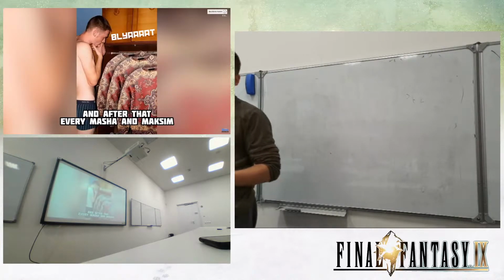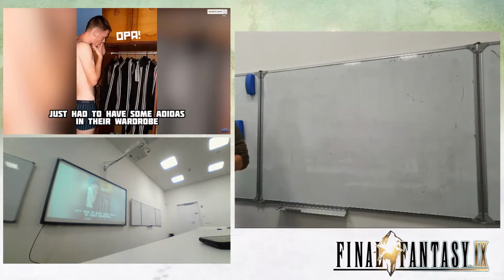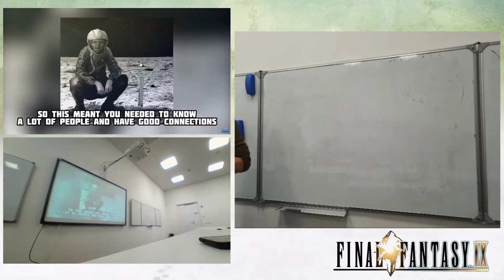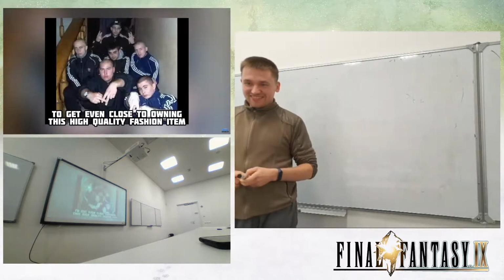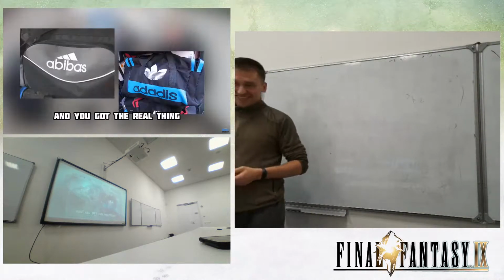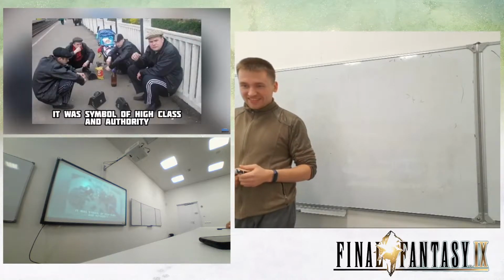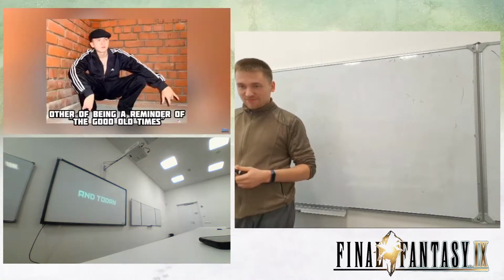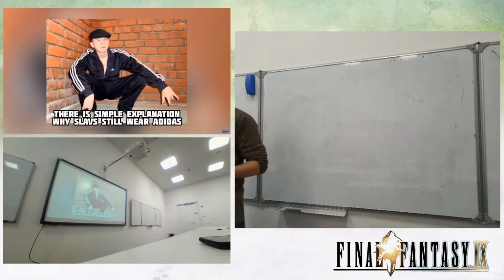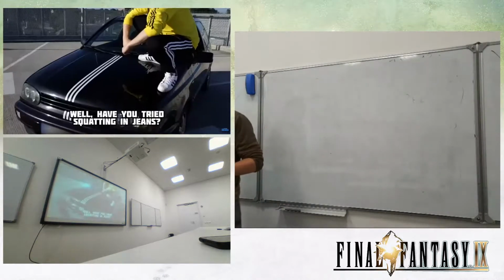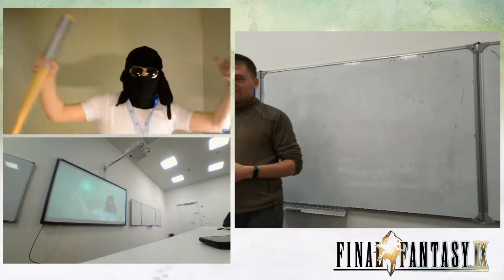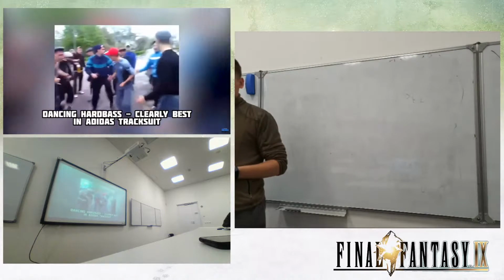And after that, every Masha and Maxim just had to have some Adidas in their wardrobe. But you know, access to Western world was very limited. So this meant you needed to know a lot of people and have good connections to even get close to owning this high quality fashion item. And when you finally got your Adidas and you got the real thing, it was symbol of high class and authority. Other than being a reminder of the good old times, there is simple explanation why Slavs still wear Adidas. Well, have you tried squatting in jeans? Aha, it's not so comfortable, is it? Dancing hard bass clearly best in Adidas direct suit.